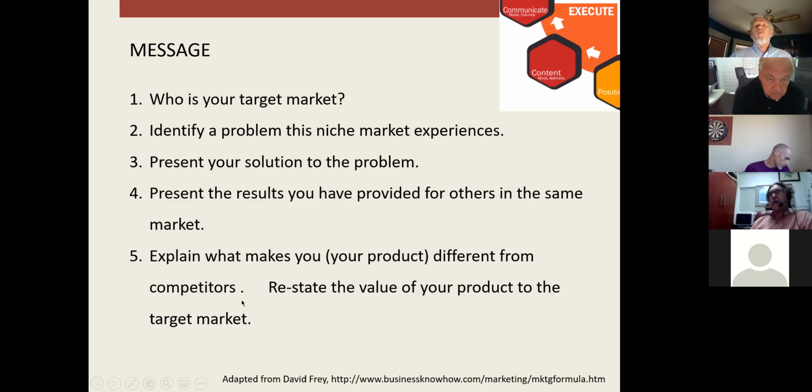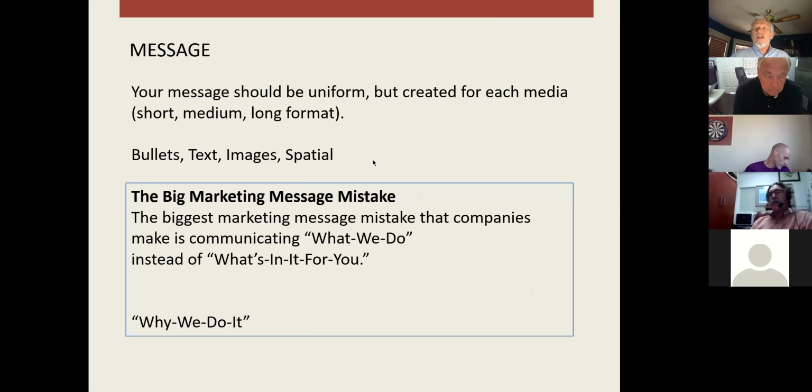You want to explain what makes you or your product different from the competitors, and then you want to restate the value of your product to the target market. So those are the things you want to fulfill and get all in line, and you'll have better results in your content development. It needs to be kind of uniform but created for each media. In other words, you want to say kind of the same thing, but you're not going to say the same thing in a digital ad that you do for a newspaper. You want to use bullets, text, images, and spatial, and make all of those things work together.